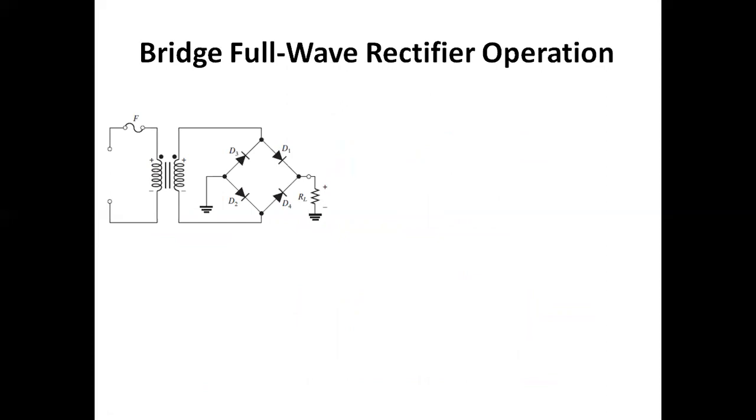The next rectifier circuit, a full wave rectifier circuit, is what we call the bridge rectifier. And the bridge rectifier is made up of four diodes, which are connected back to back. And the circuit there shows the schematic diagram of a full wave bridge rectifier.